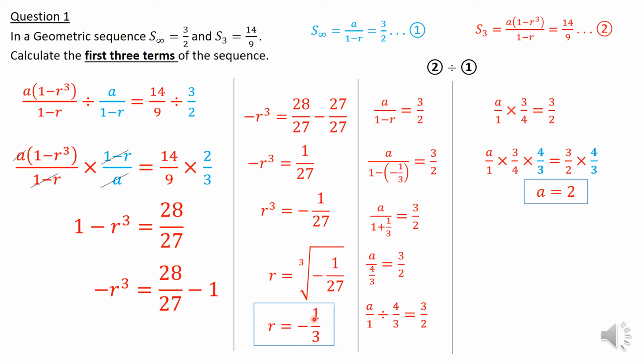So I have my r value and I have my a value. But the question asks me to find the first three terms. The first term is 2. Times negative 1/3 gives me negative 2/3, which is the second term. Multiply that again by negative 1/3, and that gives you 2/9. So the first term is 2, the second term is negative 2/3, and the third term is 2/9. Once you write this sequence down, you see the signs alternate, because the ratio is a negative value. So you're going to have a positive term, a negative term, a positive term, a negative term, and so on.